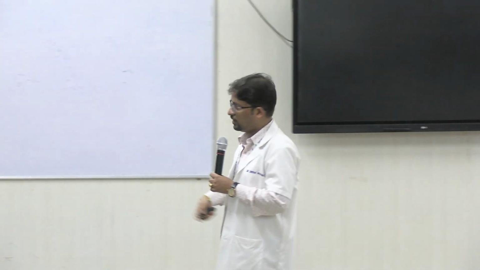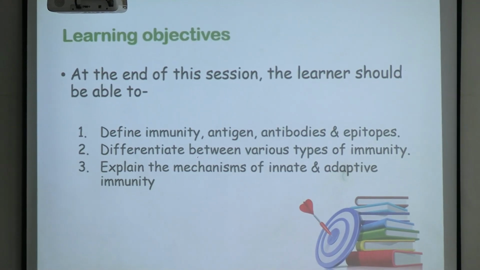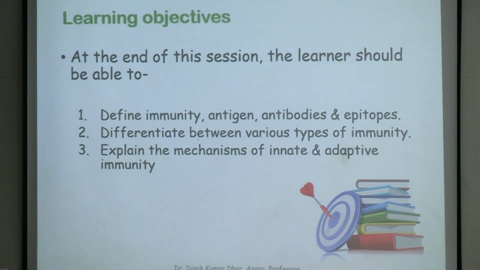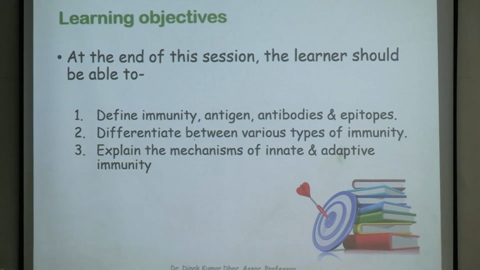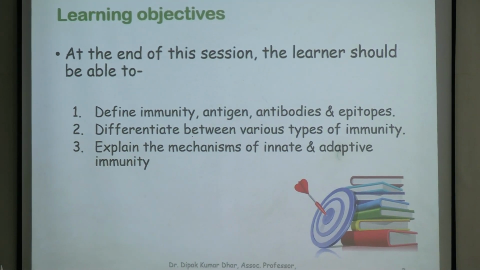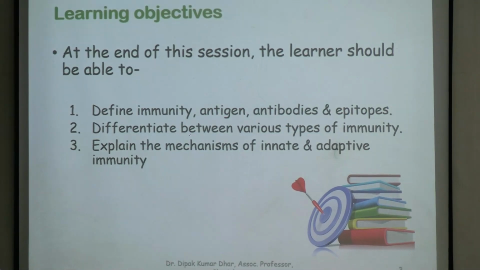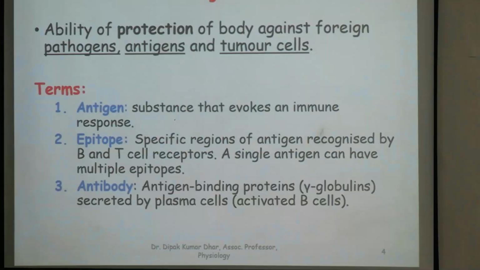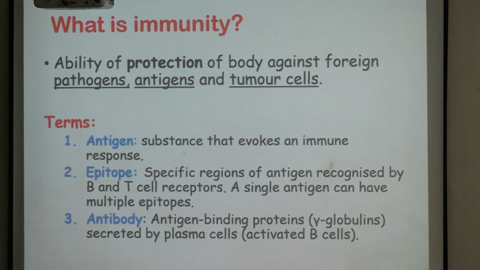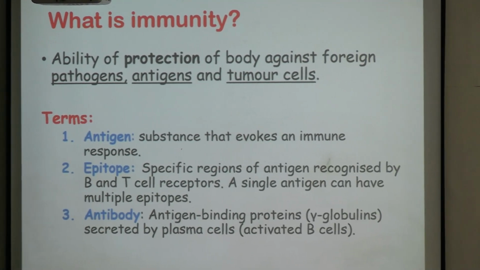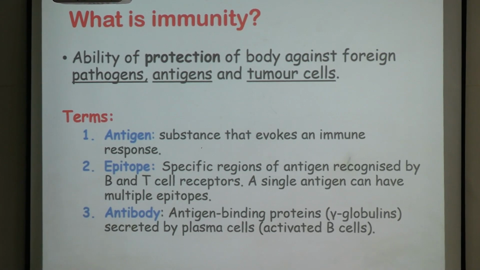So when we try to define immunity, there are some terms like antigen, antibodies, epitopes. We'll differentiate the different types of immunity, the classification. And thirdly, we will try to understand the mechanisms of innate and adaptive immunity. Immunity is the capacity or ability of the body to defend the body or respond to.